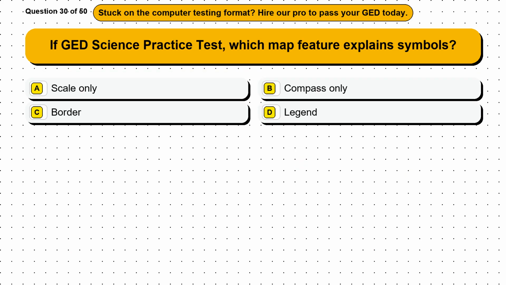Question 30. If GED Science Practice Test, which map feature explains symbols? Option A Scale only. Option B Compass only. Option C Border. Option D Legend.